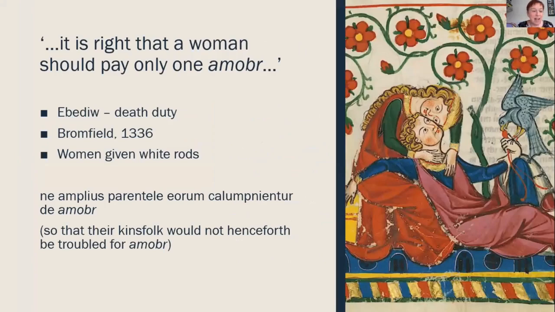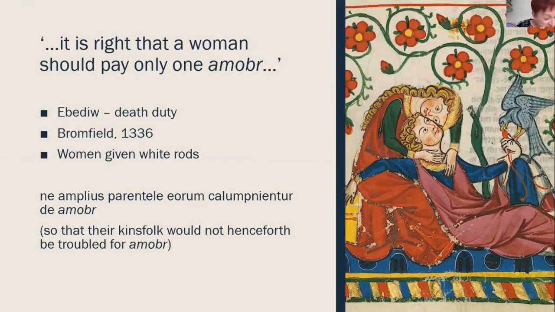the marcher lords, now I think it's fairly obvious that a virginity payment can only be claimed once, but in Bromfield in 1336, it clearly was not the law, becoming financially crippling for some women's families. It's recorded that particularly sociable women were given white rods as a symbol of them being prostitutes, so that their kinfolk would not henceforth be troubled for amobr, because they were claiming amobr every time a woman coupled with a new man, shall we say. So it was claimed over and over and it was crippling for the families. So that's an example of profiteering from law.